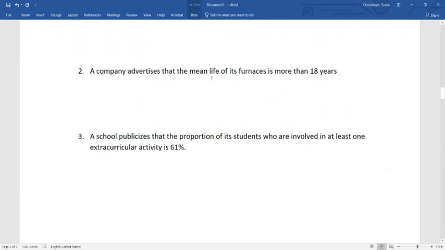A company advertises that the mean life of its furnaces is more than 18 years. So before jumping into writing down the hypothesis, I'll simply translate this: mean life, which is mu, more than 18 years. Again, I see that this is actually a strict inequality. So I will go ahead and write down H sub 0 first, H sub A, and I'll be looking at what is this? Is this a strict inequality or does it include the equal sign? Well, this is a strict inequality. So the strict inequality always goes into the alternative hypothesis, which makes the null hypothesis the opposite: less than or equal. Equal is very important.